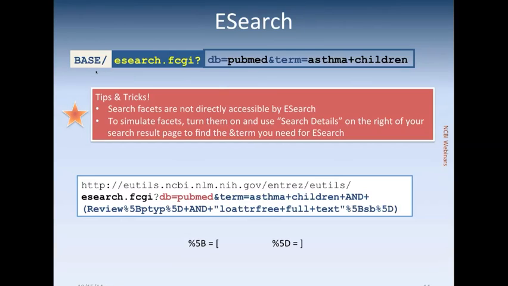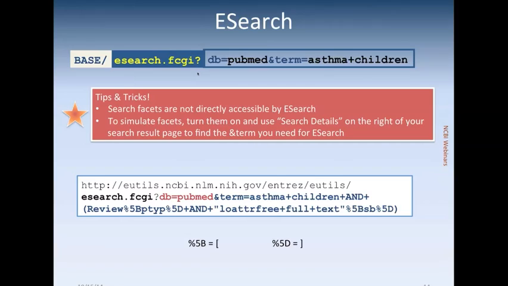There's a base URL, which is essentially just eutils.ncbi.nlm.nih.gov. It's right here, /entrez/eutils. That is a standard URL that is always used for the eUtilities. It's a prefix. And then after that, esearch.fcgi, and then you give it parameters.